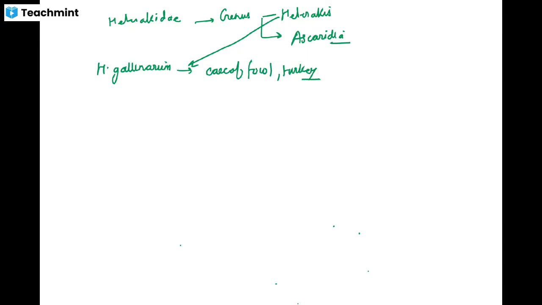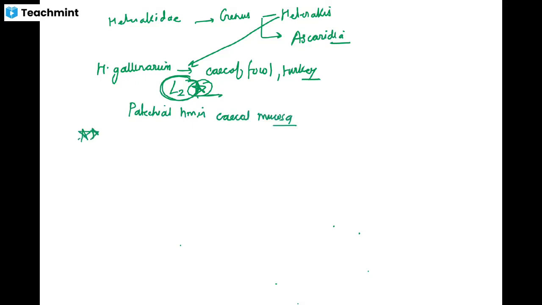Now in its life cycle, in Heterakis, as I told you, L2 is the infective stage. Here L2 is the infective stage, and it causes petechial hemorrhage in the cecal mucosa.